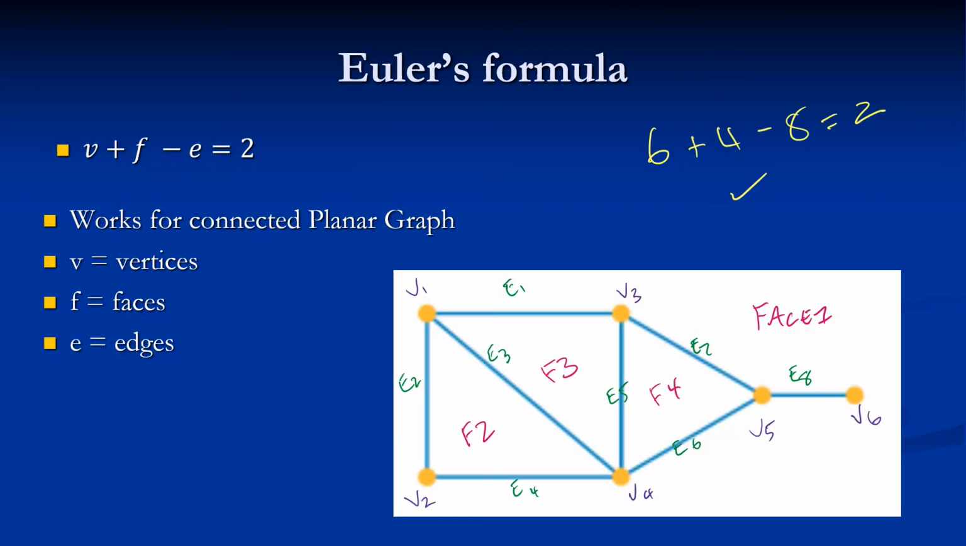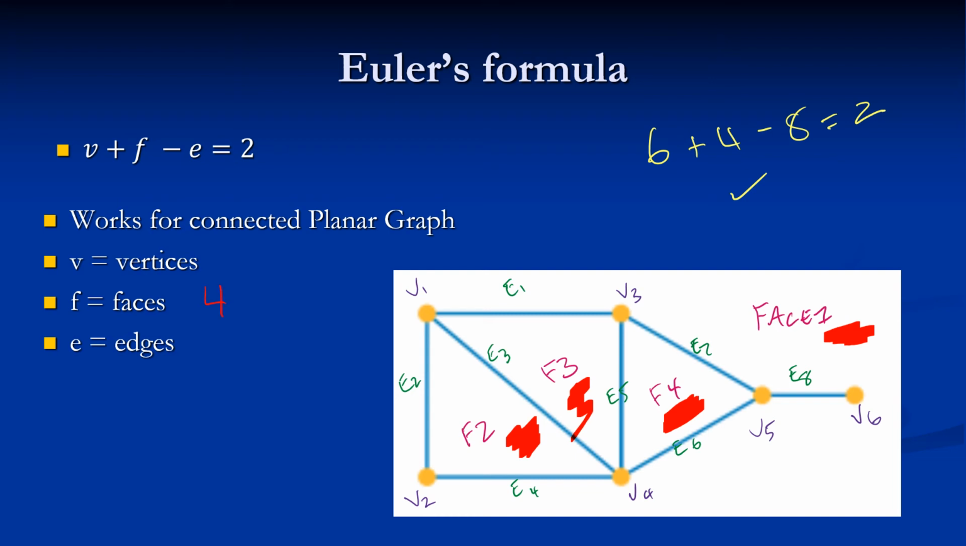So let's have a look at Euler's formula. Let's look at our diagram here, and you can see I've scribbled over it already. So let's just count off the faces first of all. We've got the outside region, which is face 1. And we've got this inside region, face 2, another inside region, face 3, and then face 4. So we have 4 faces.